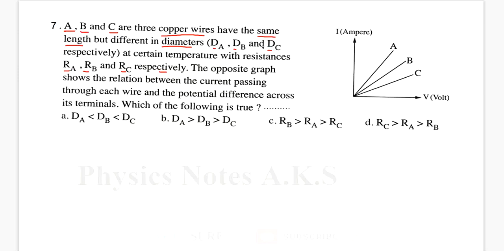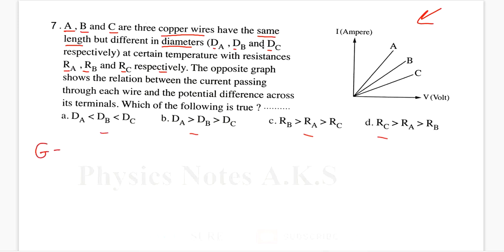So it's either the relation between the diameters or the relation between the resistors. First of all, let's take a look at the graph. We notice we can find the gradient of each line.